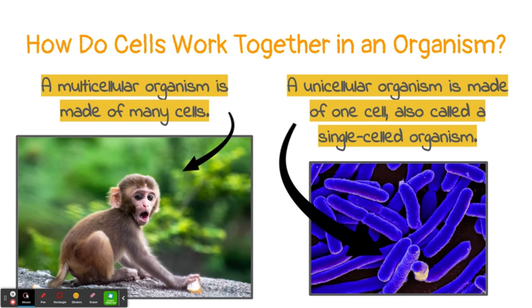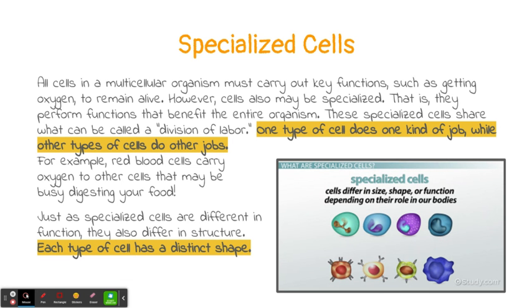All right, so how do cells work together in an organism now that we know they're made of cells? Plants and animals, including you, are multicellular, which means made of many cells. Single-celled organisms are called unicellular. In a multicellular organism, the cells often look quite different from one another. They also perform different functions. So all cells in a multicellular organism must carry out key functions, such as getting oxygen to remain alive.